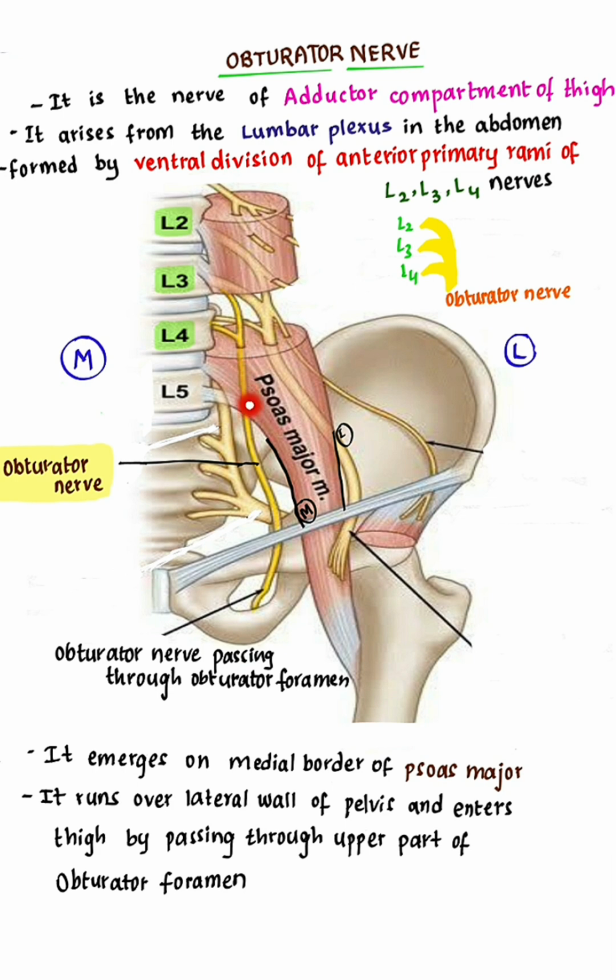It descends through psoas major and emerges on the medial border of psoas major. You can see it is the medial border of psoas major. It runs over lateral wall of pelvis and enters thigh by passing through upper part of obturator foramen.